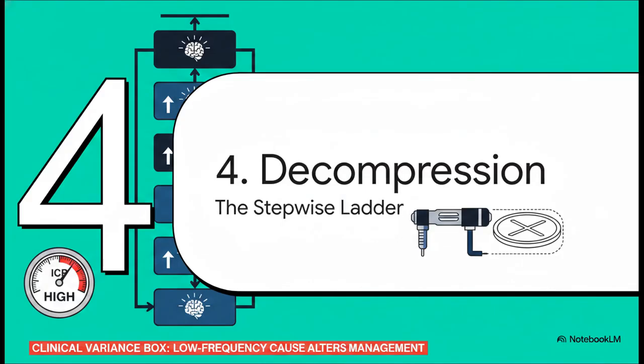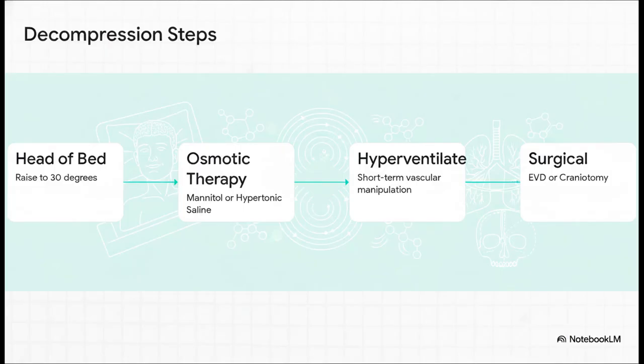Next up is part 4, the stepwise decompression ladder. When ICP is climbing and becomes refractory, we have to follow a very strict escalation pathway to buy time for definitive treatment. This sequence is non-negotiable. First, we optimize sedation and raise the head of the bed 30 degrees for simple gravitational drainage. Then, we step up to osmotic therapy.